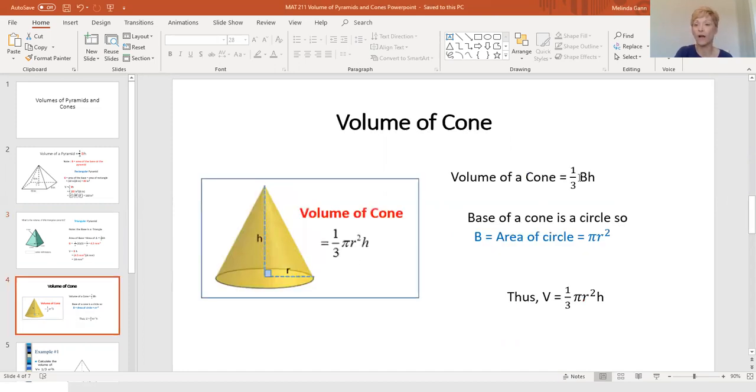It's still 1/3 BH, just like the pyramid. It's just if you've got a cone like a sugar cone, do you see that that base is going to be a circle? So that capital B is going to be the area of a circle, which is pi r squared. So all they did was they took that B out and put pi r squared, the area formula for a circle, in place of it. So that's why that's the formula for the volume of a cone, 1/3 pi r squared h.